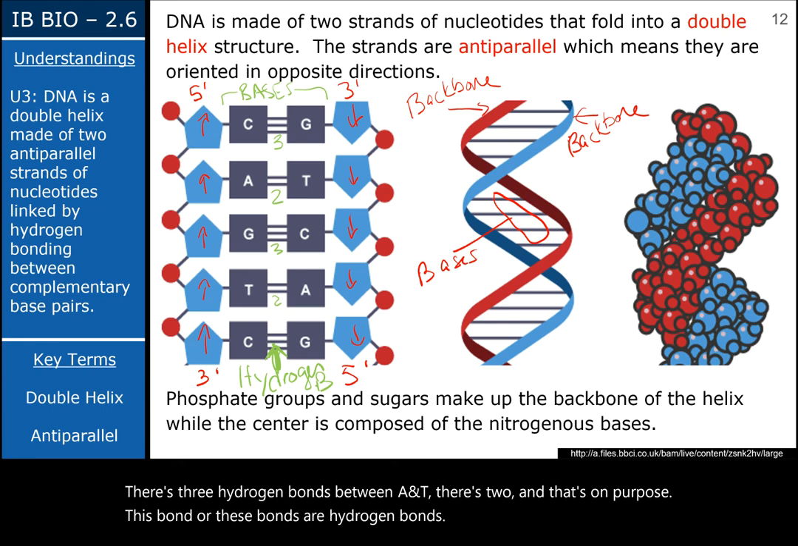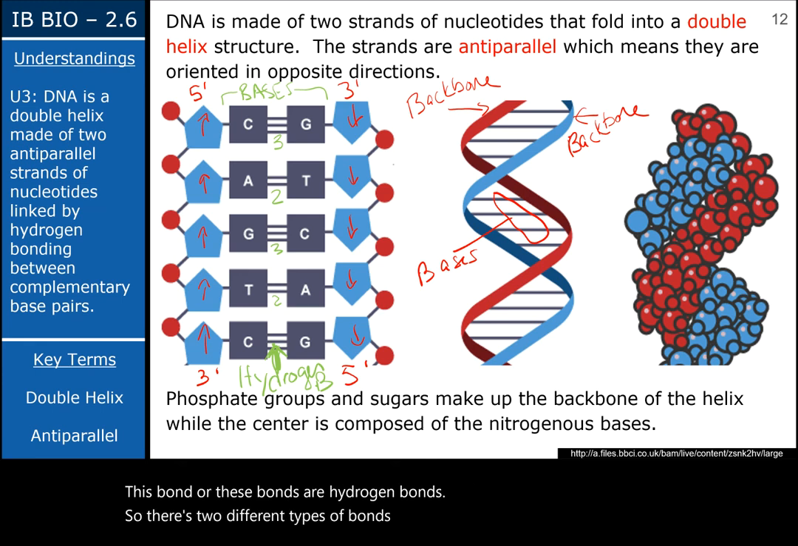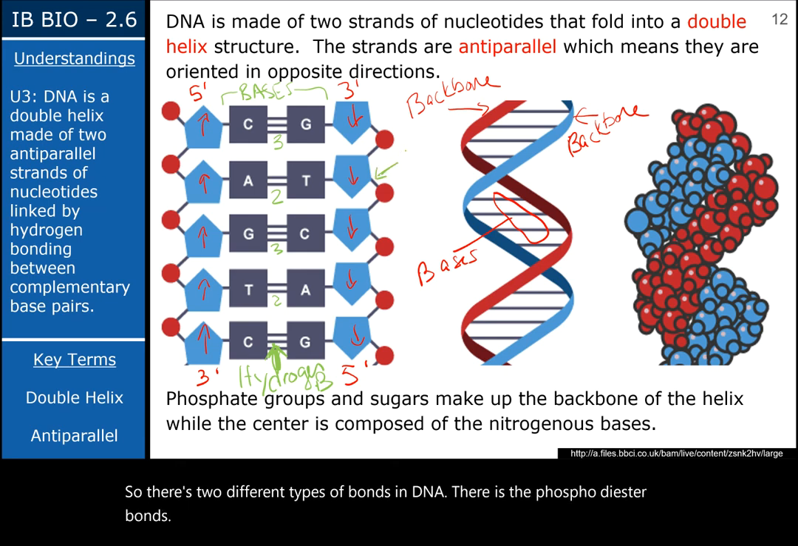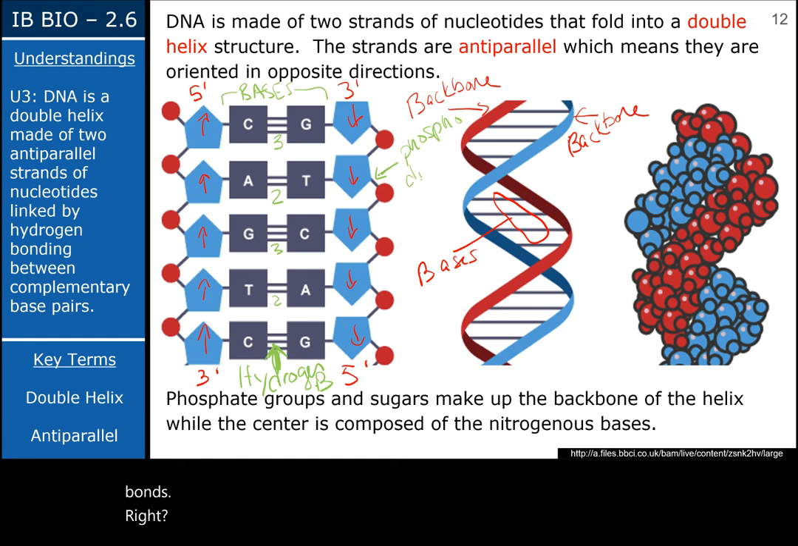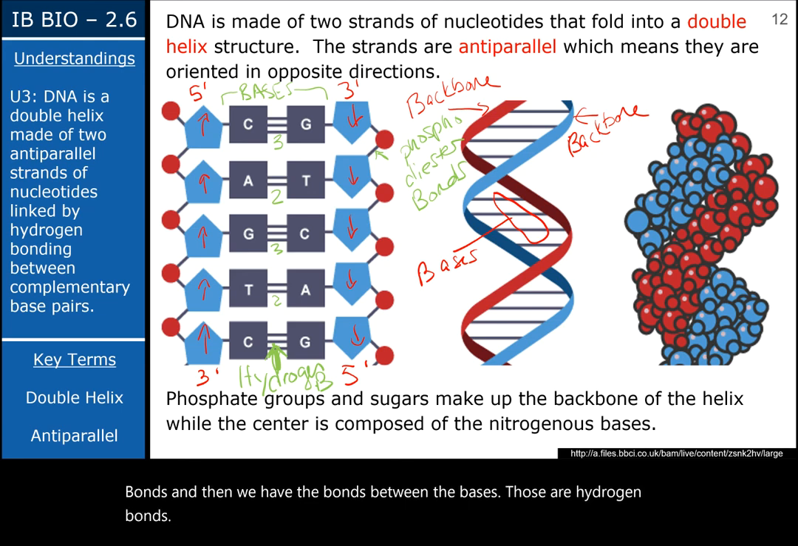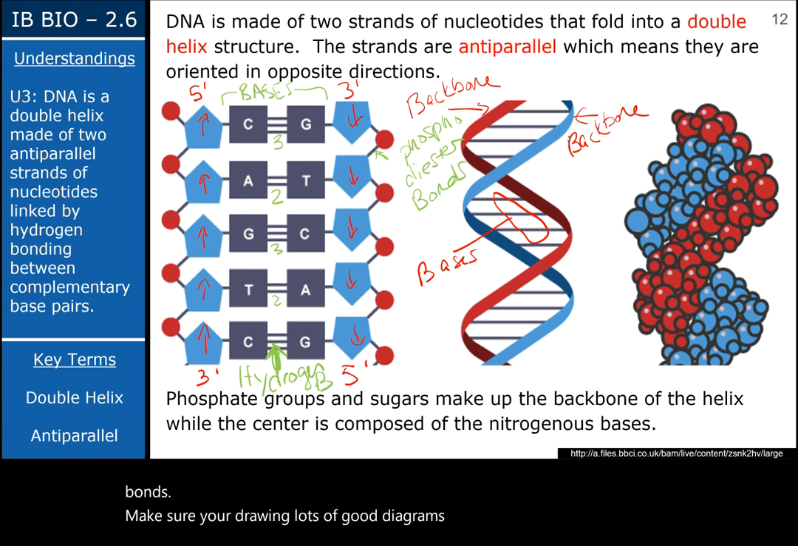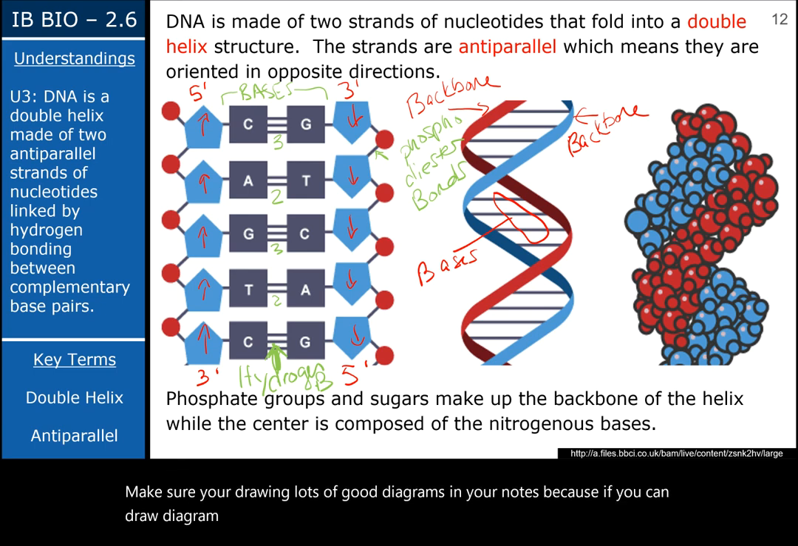So there's 2 different types of bonds in DNA. There's the phosphodiester bonds, and then we have the bonds in between the bases. Those are hydrogen bonds, okay? Make sure you're drawing lots of good diagrams in your notes because if you can draw a diagram that has all this stuff, it'll help you answer questions.